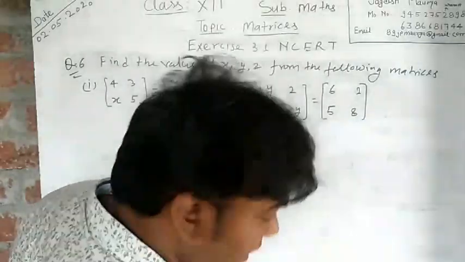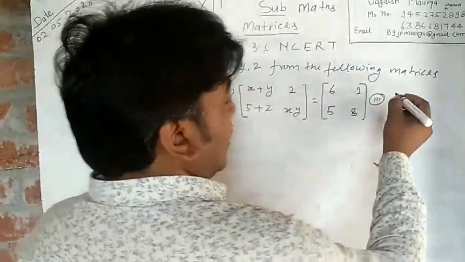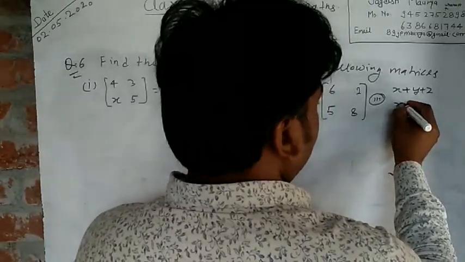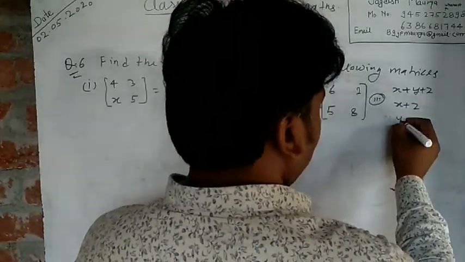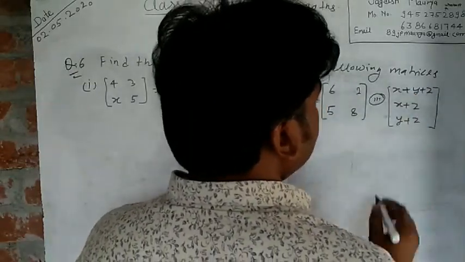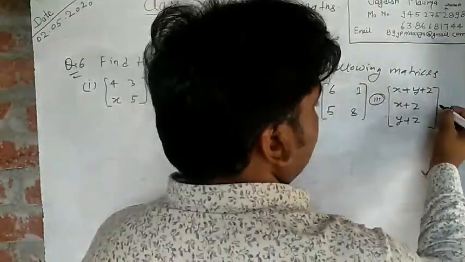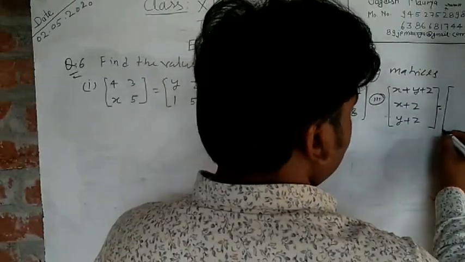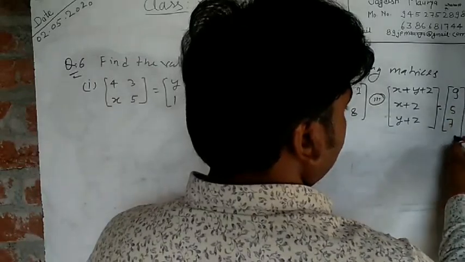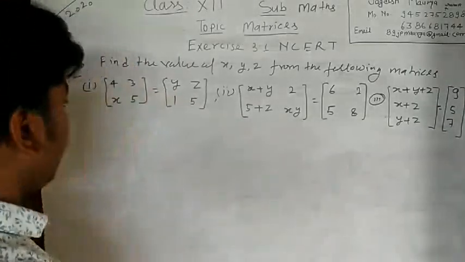And the last, third, is given: the matrix x plus y plus z, x plus z, y plus z equal to 9, 5, 7. Here first we solve part 1.